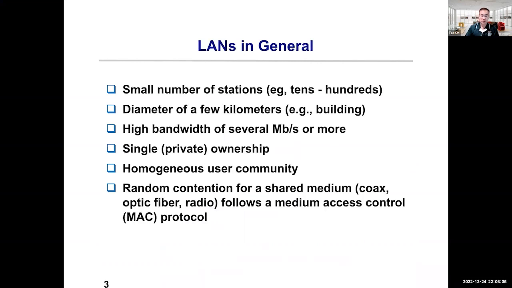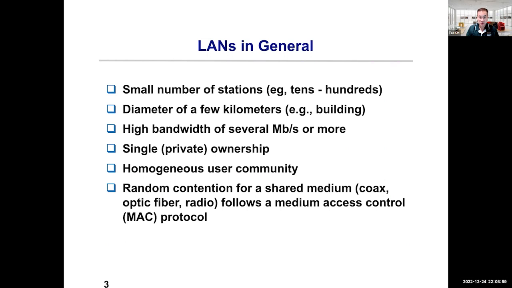Let's then talk about local area network. All of you use some form of a local area network when you connect your computer, your Wi-Fi, and also Ethernet cable connect to your computer. When you use your internet, you are going through a local area network.